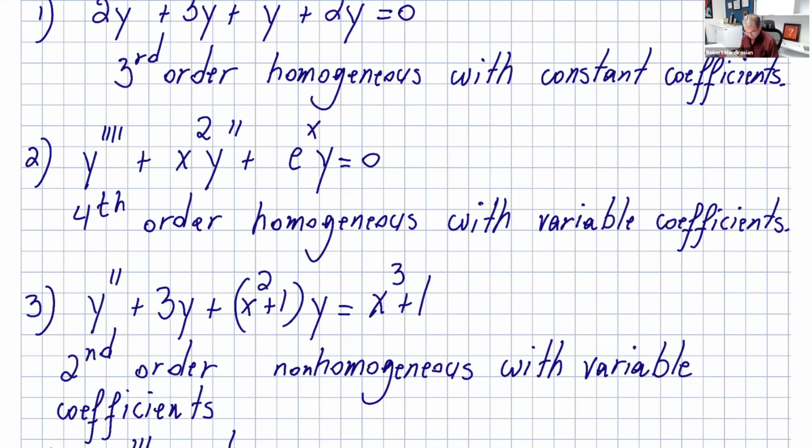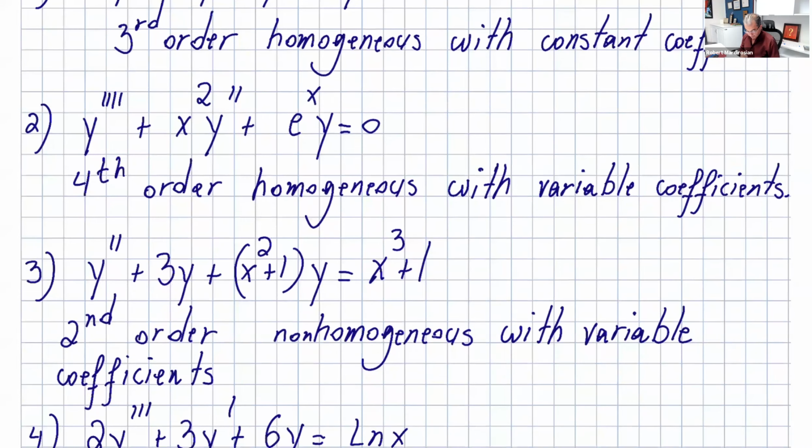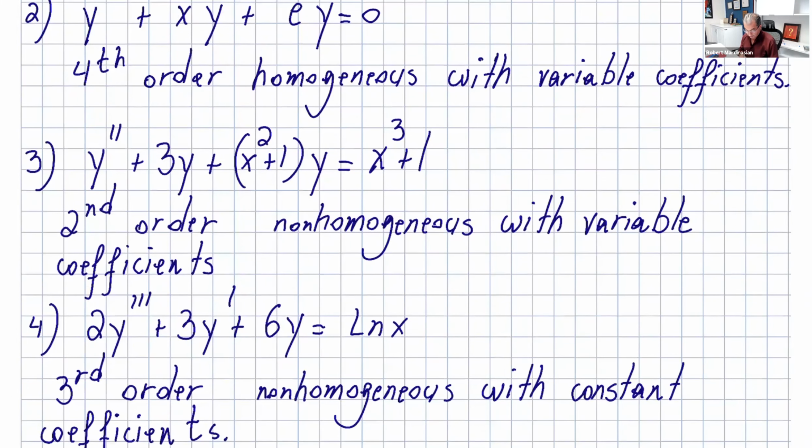I think it's okay. And the third one, let's go over the third one: y double prime plus 3y prime plus (x squared plus 1)y equals x cubed plus 1. This is a second order equation, and it's non-homogeneous because it equals a function, and with variable coefficients because this coefficient here is a function itself.